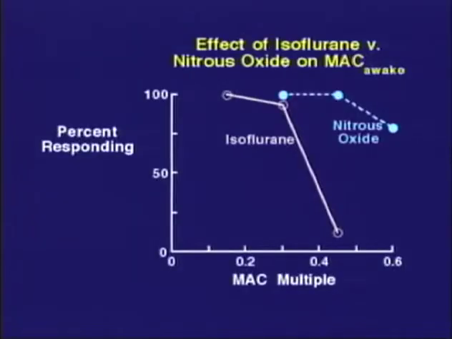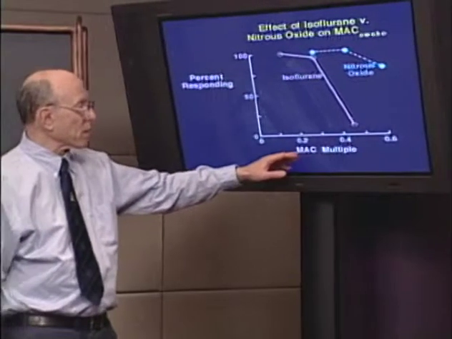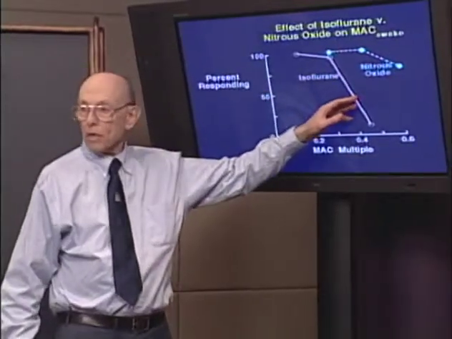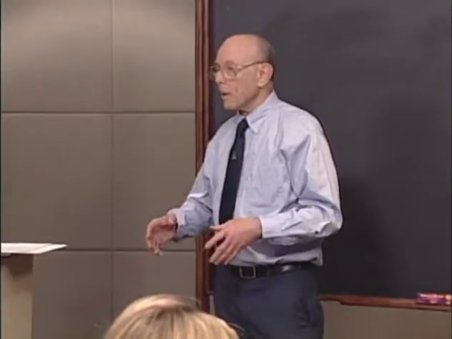isoflurane, and on a separate occasion in the same volunteers, what concentration suppressed response to command with nitrous oxide, and finding that as a multiple of MAC, there was a difference between the two, with nitrous oxide having a much higher MAC awake value, above 60% of MAC, than isoflurane, which had a MAC awake value somewhere around 30 to 40% of MAC. What does this imply to you? What does it mean? Why is it important?